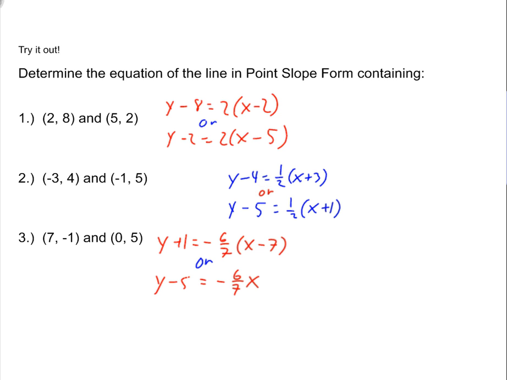The most interesting one out of these would be the second answer for number 3. You'll notice that if I use this point, the x value is 0. So in point slope form, we have x plus 0 in parentheses, but x plus 0 is just x. So we wind up with y minus 5 equals -6/7 x. And that is determining the equation of lines using point slope form.